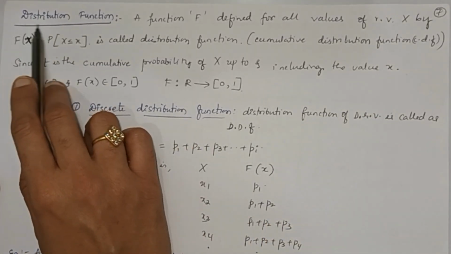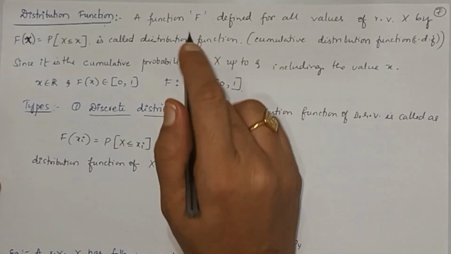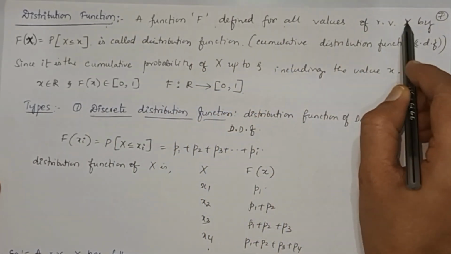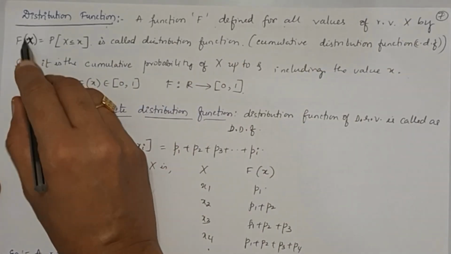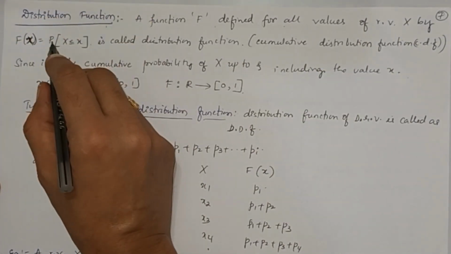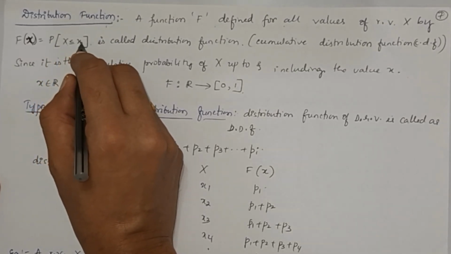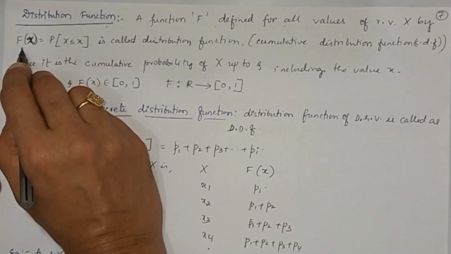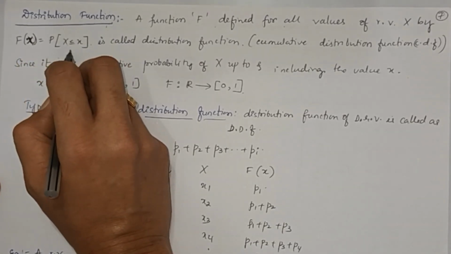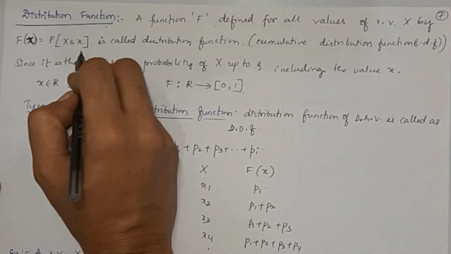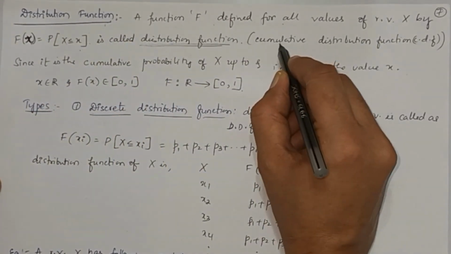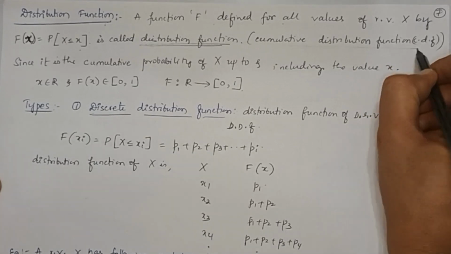Now let us see what is a distribution function. A function F, capital F, defined for all values of the random variable x by F of x equal to, here this is a small letter x, F of x equal to P of x less than or equal to x. The distribution function of a particular random value is the sum of all probabilities lying below that random value. That is called the distribution function. That is also called the cumulative distribution function, CDF.